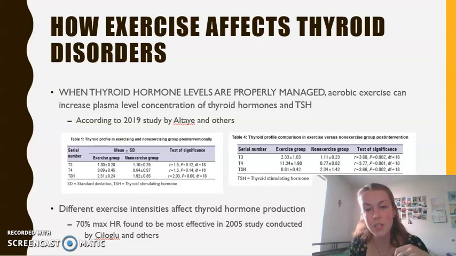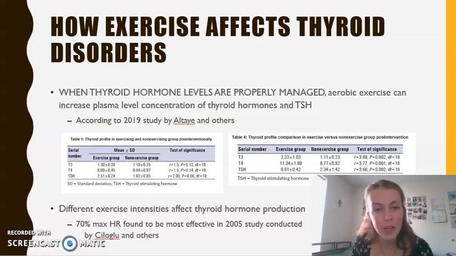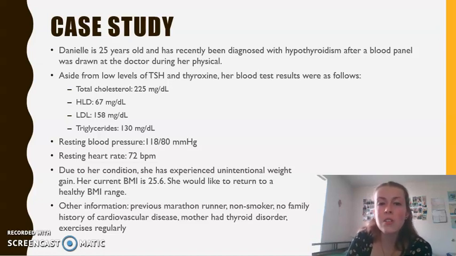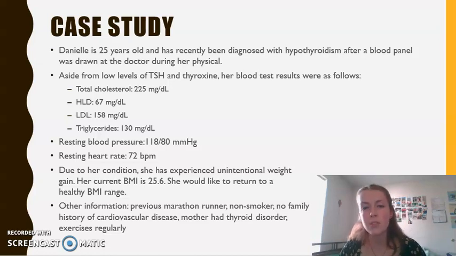You see the exercise group and the non-exercise group. So here's my case study. We have Danielle. She's 25 years old and has been diagnosed with hyperthyroidism. Her total cholesterol is a little high. Her triglycerides are slightly elevated. Her blood pressure is normal. Her heart rate is normal.